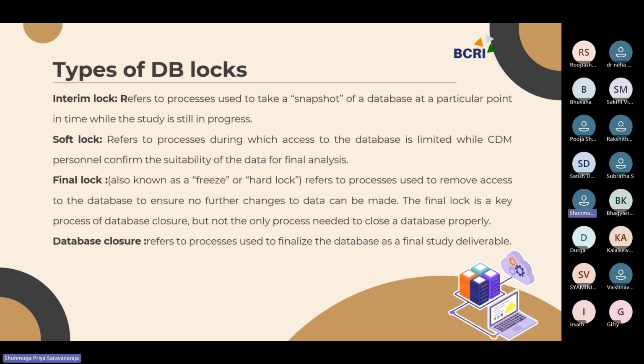So these are some of the types of DB locks we have in clinical trials. We have the interim lock, for which the interim analysis is done. Then the soft lock: before I proceed with the final lock, I will soft lock, in the sense that no data can be entered further, but the TLF analysis can start happening at that time. It's like a dry run. We can say it's a dry run to ensure that I can proceed with the final lock.